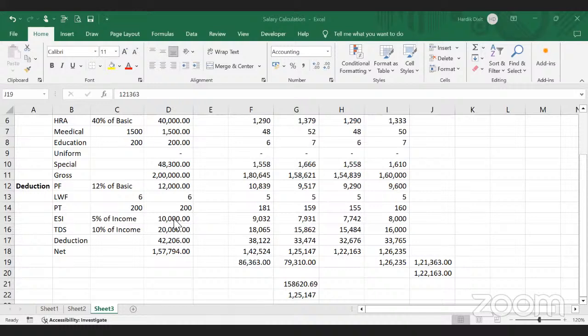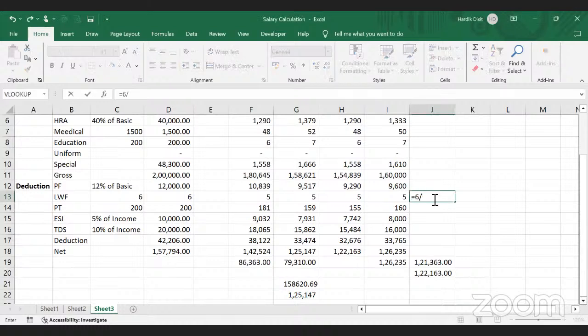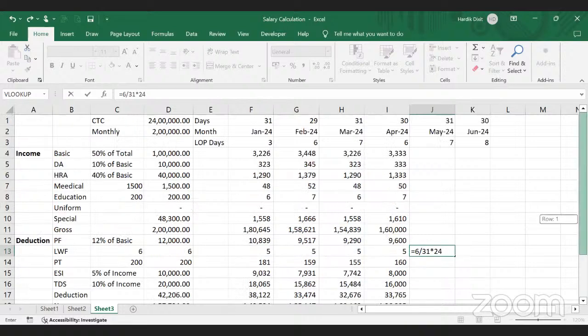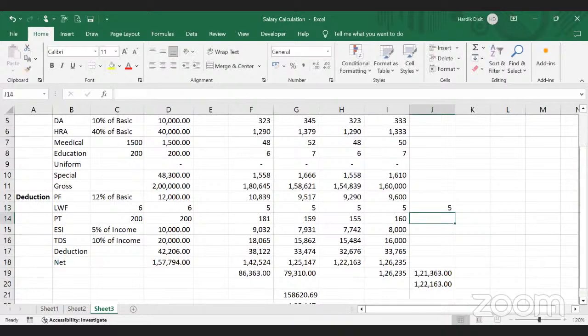So when I'm deducting, I will deduct the amount divided by number of days of the month multiplied by number of working days. So this becomes 6 divided by 31 multiplied by 24, which is about 5, and this is 200 divided by 31 multiplied by 24. This becomes your labor welfare. Okay, sir? Yes, sir.